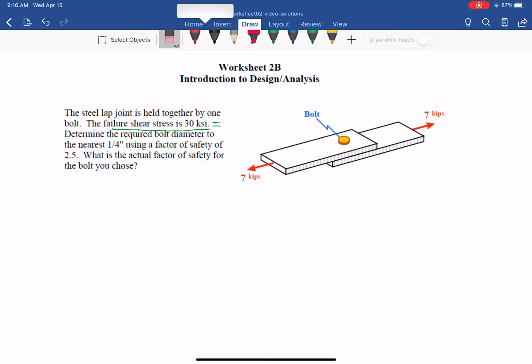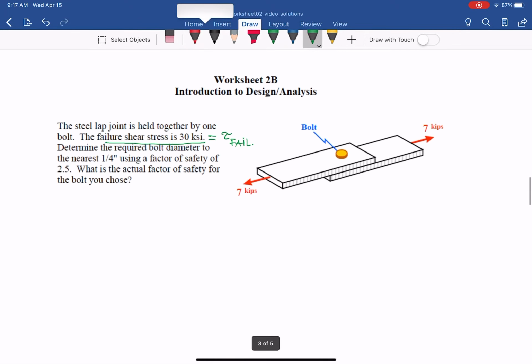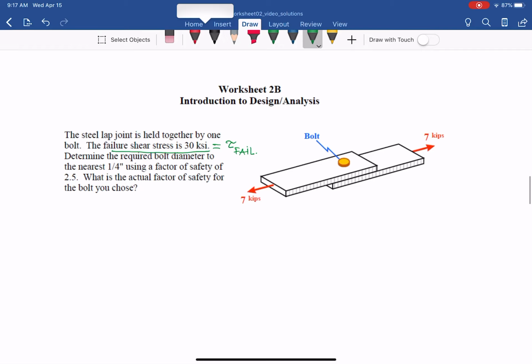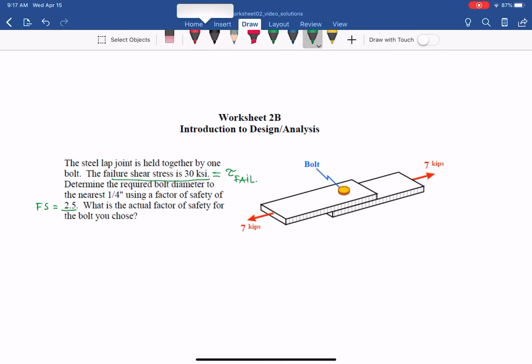Do you recall what the shear stress stands for? Tau, shear stress. And in this case, tau fail. Determine the required bolt diameter, to the nearest 1/4 inch, using a factor of safety of 2.5. That's the factor of safety. What is the actual factor of safety for the bolt you choose?